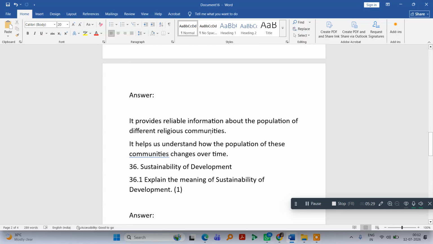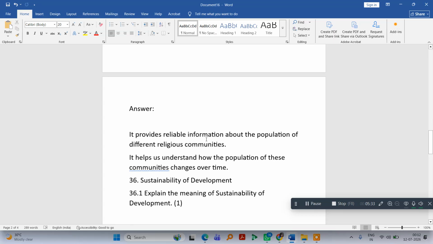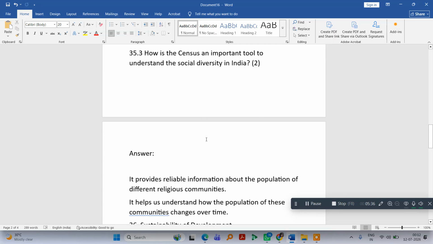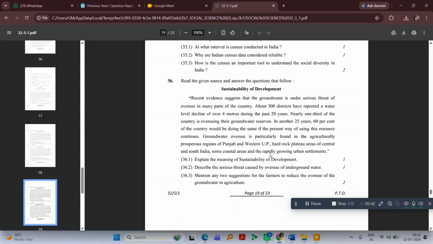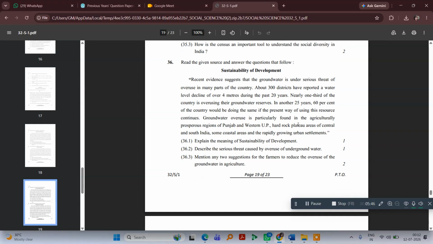The second passage is with regard to sustainability of development. I'll discuss that. I'll be reading the passage on sustainability and development. It's a very important topic. I'll be reading this passage clearly.